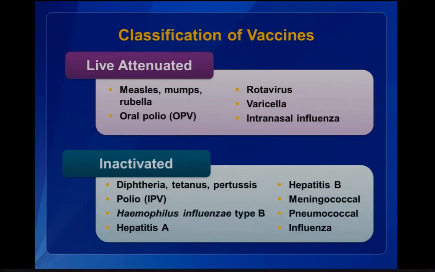So on the inactivated list, we have DPT, we have the IPV polio, so the injectable polio, Haemophilus, Hep A, Hep B, meningococcal, pneumococcal, and the other influenza, so the injectable influenzas.